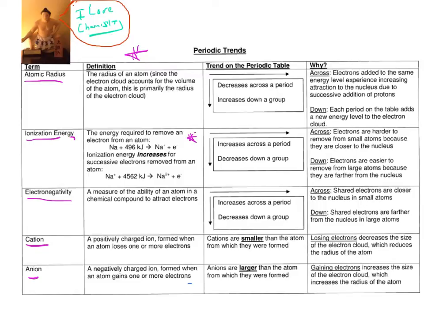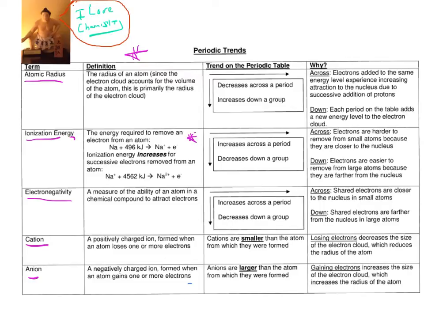And if we wanted to take more than one electron, the next statement here says that ionization energy increases for every successive electron that's removed from an atom. And I'm thinking we'll probably talk about this next Tuesday or Monday, one of those days.